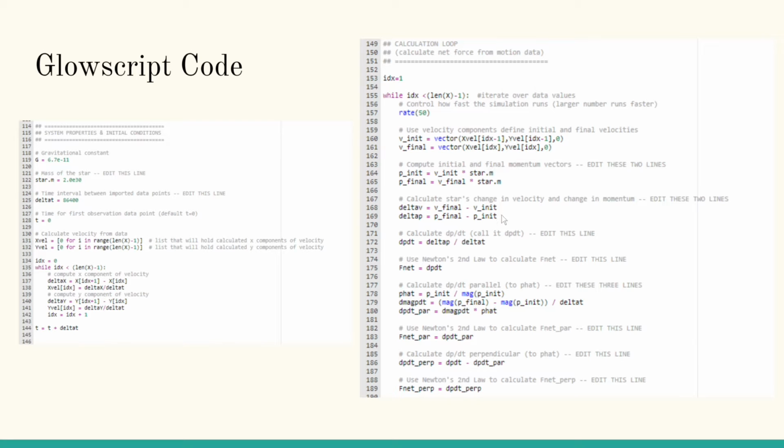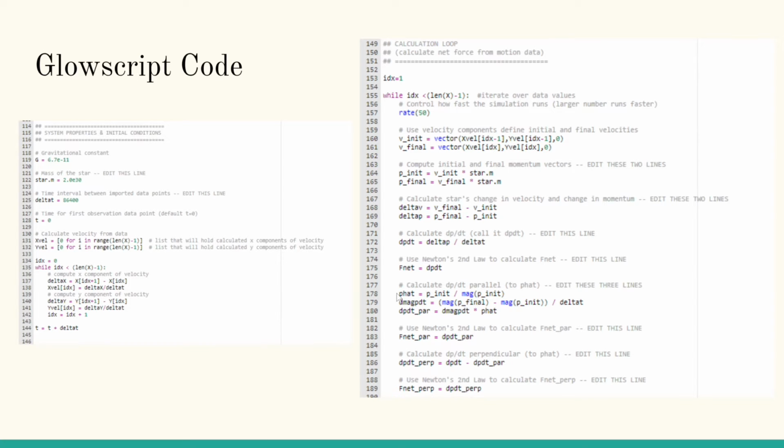We then find delta v and delta p, which is the change in velocity and change in momentum, and this is done by subtracting, respectively, the initial velocity and initial momentum from the final velocity and final momentum to find the overall change. We then find dp dt, or the change in momentum over the change in time, which is simply done by dividing delta p by delta t. Finally, we assign this as equivalent to F net, because as you remember from before, F net is equal to dp dt, or the net force is equivalent to the change in momentum.